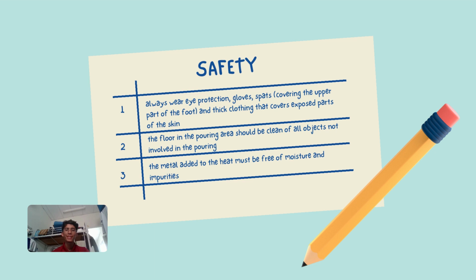Assalamualaikum warahmatullahi wabarakatuh. My name is Irfan. I'm going to continue our presentation about safety. First, always wear eye protection, gloves, pads covering the upper part of the foot, and thick clothing that covers all the exposed parts of the skin. Second, the floor in the pouring area should be clean of all objects not involved in the pouring. Third, the metal added to the heat must be free of moisture and impurities.